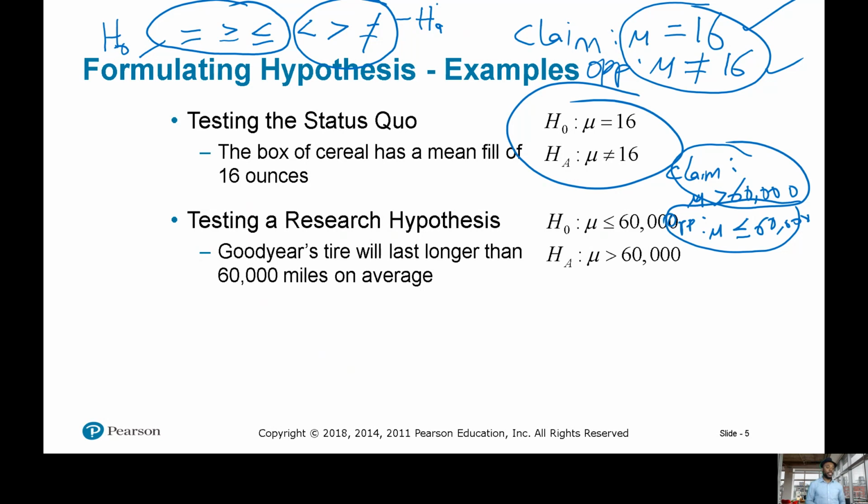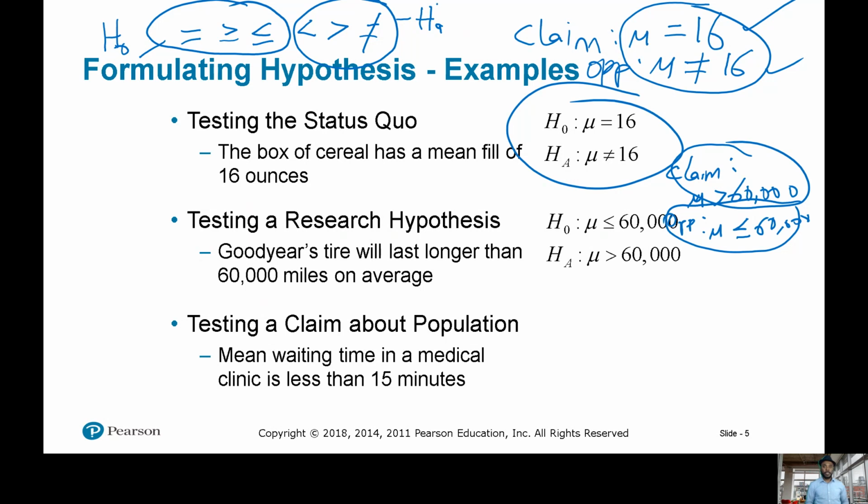So when formulating your hypothesis, I would like you to express it in terms of the claim and the opposite first, before you determine which is the null hypothesis and which is the alternative hypothesis.